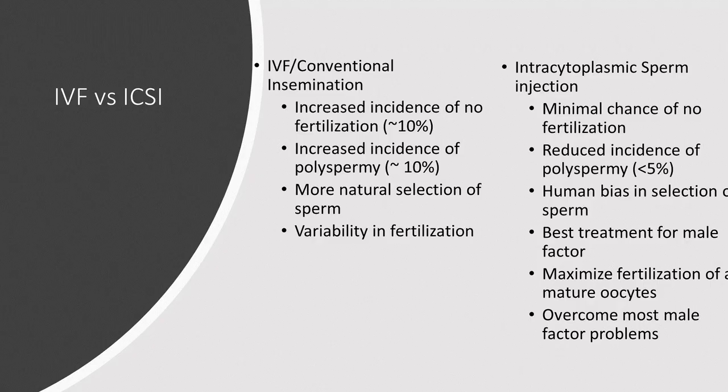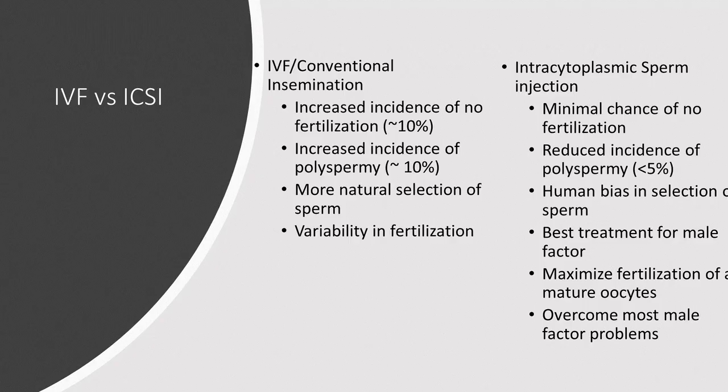Some recent studies in knockout mice have shown that oocytes may have a system for selecting the sperm that is optimal for the best genetic outcome. But these are just speculations, and the studies are still ongoing.